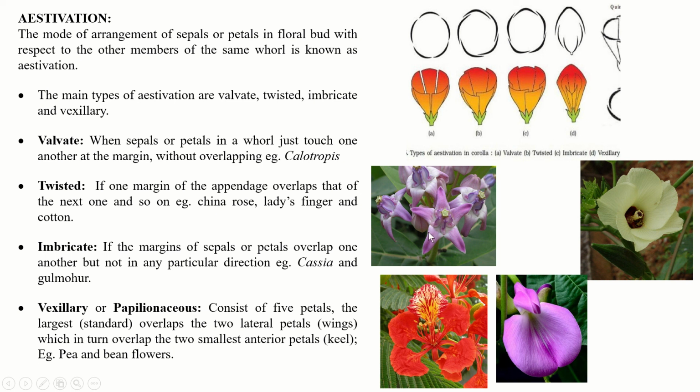Now you can see here, this is free. So they are not overlapping. So it is valvate estivation. This is Calotropis, called the rui plant.